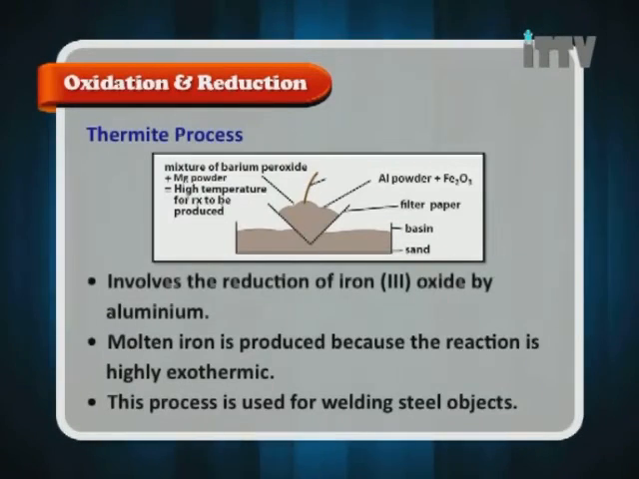Now, if you look at the diagram, there is in the filter paper a mixture of barium peroxide and magnesium powder, and we stick a wick in, which is actually a piece of magnesium ribbon. So, besides that, in the component, you also see aluminium powder and iron trioxide. And what we do is that we actually will heat the magnesium ribbon.